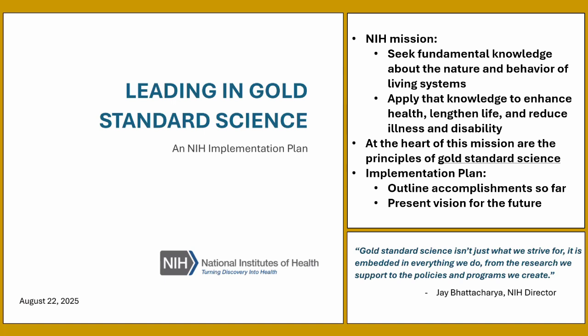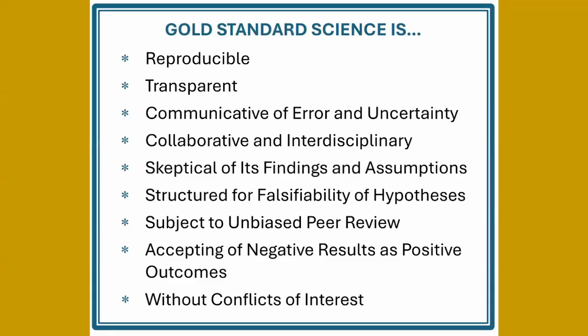So, what is gold standard science according to this NIH plan? Well, there's 9 characteristics. Gold standard science is reproducible, transparent, communicative of error and uncertainty, collaborative, and interdisciplinary, skeptical of its findings and assumptions, structured for falsifiability of hypotheses, subject to unbiased peer review, accepting of negative results as positive outcomes, and without conflicts of interest.